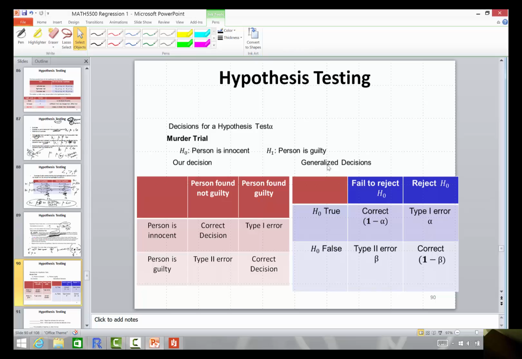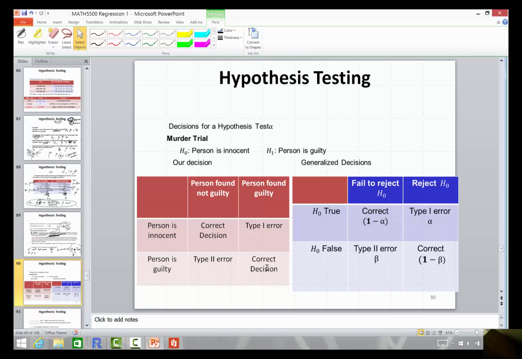So there are two possibilities. The person is innocent and the person is found not guilty, okay, that is the correct decision. Yes, right, the person is innocent and he is found not guilty. That's pretty good, right? This is good. The person is guilty and the person is found guilty. That is good as well. If somebody is guilty and that person is found guilty as well, that is the correct decision.